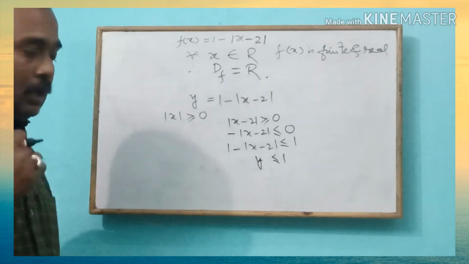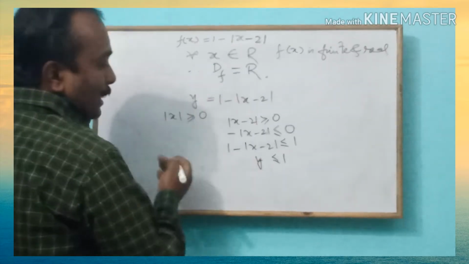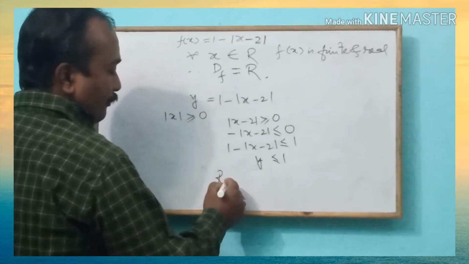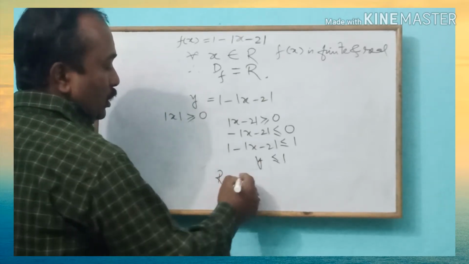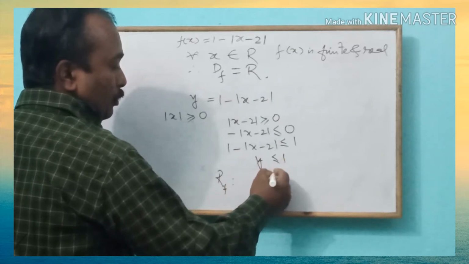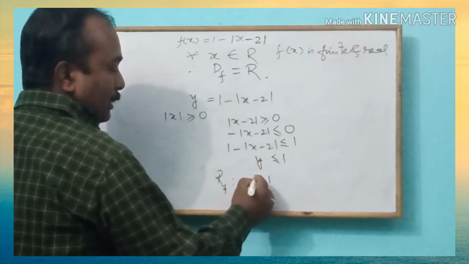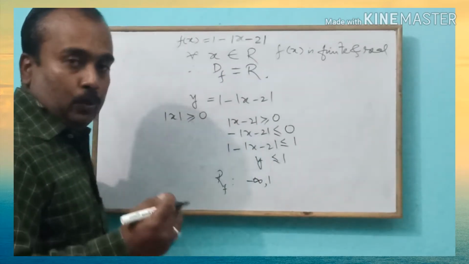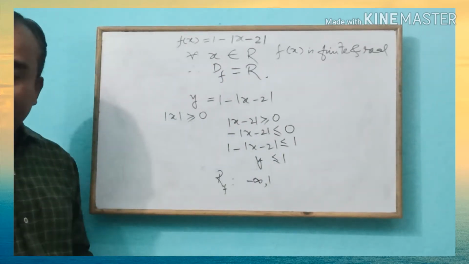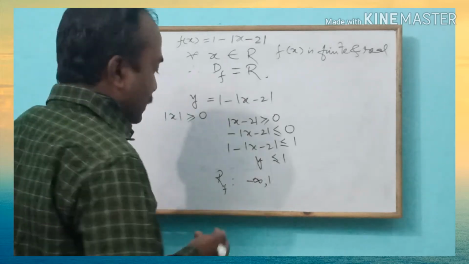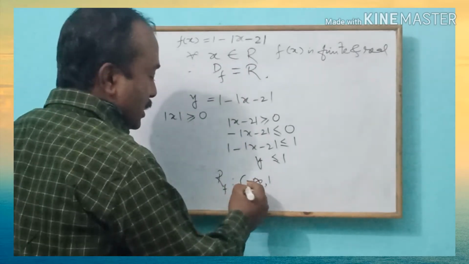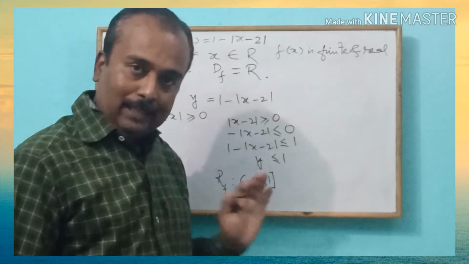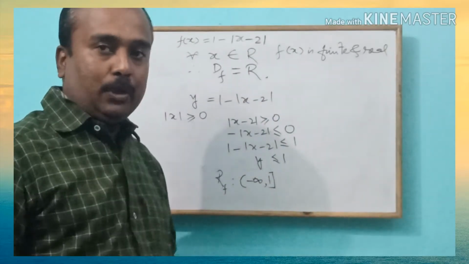That means all the values from 1 and lesser than that. So what is the range of f? From minus infinity up to 1. Less than 1 means 0, -1, -2, -3, -4 and so on up to minus infinity. So the range is (-infinity, 1]. I think it is clear. Let us see some more examples.